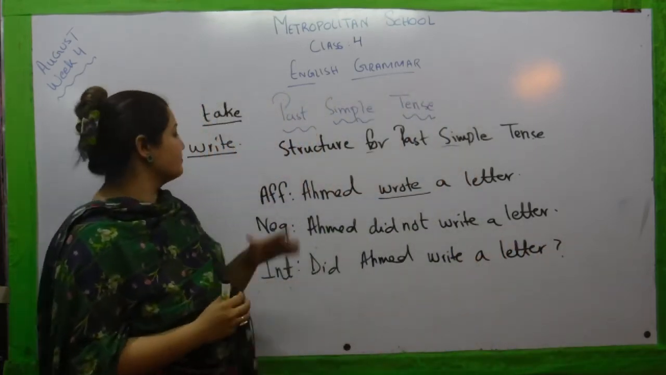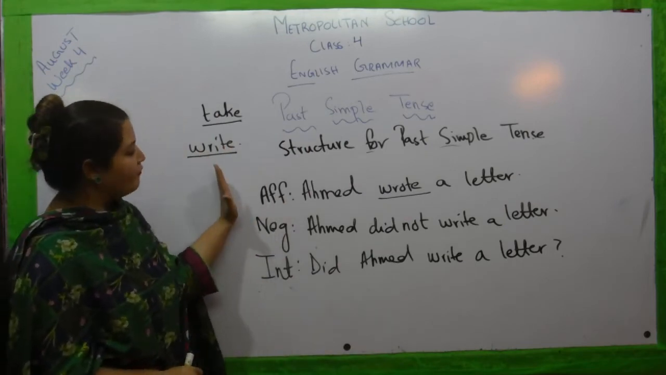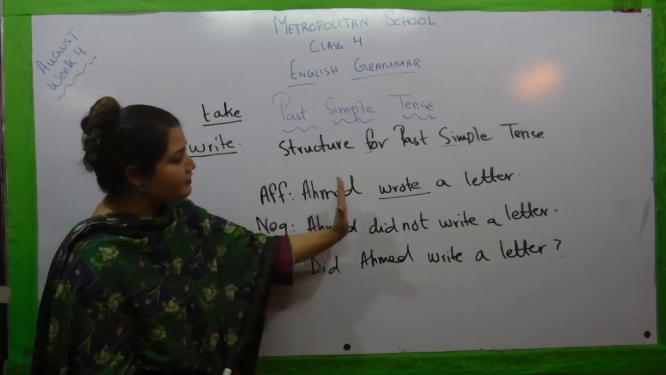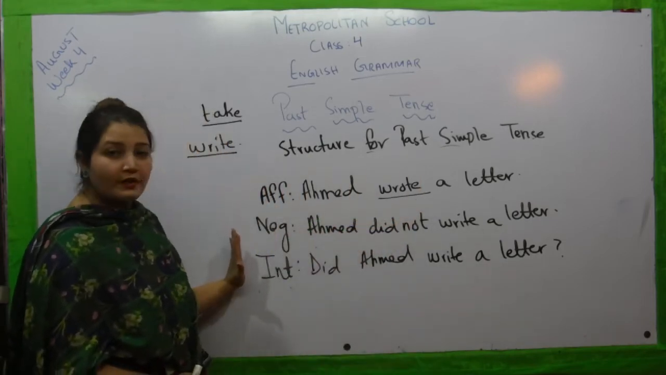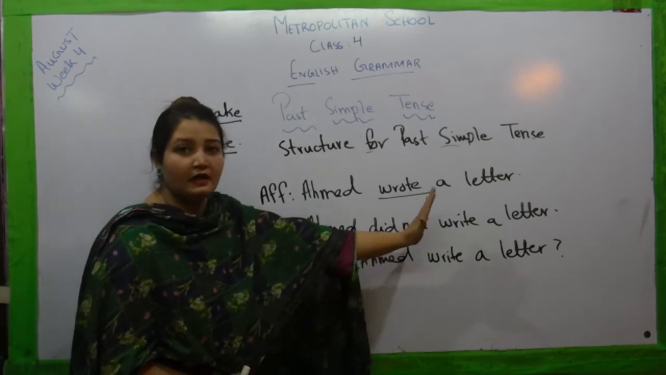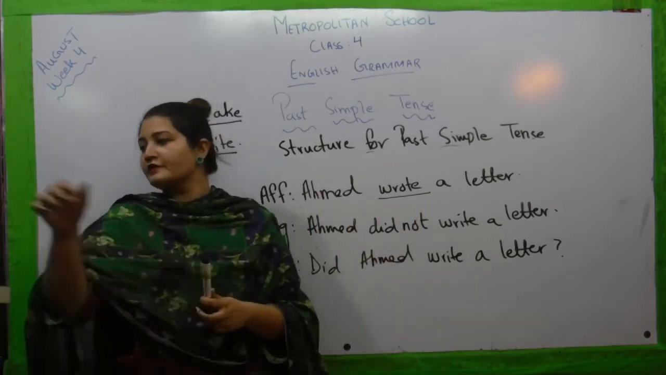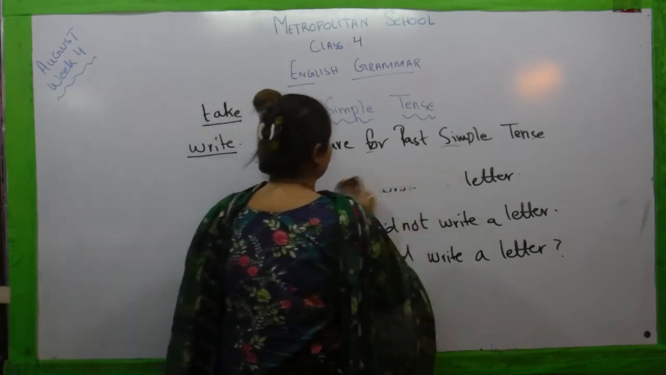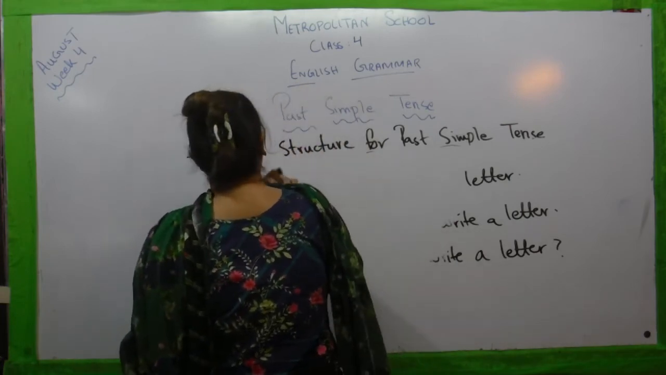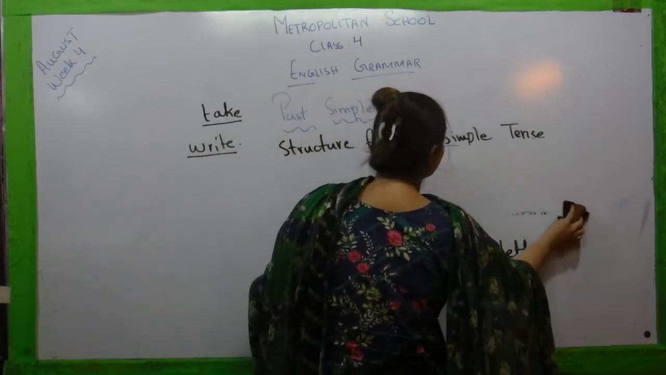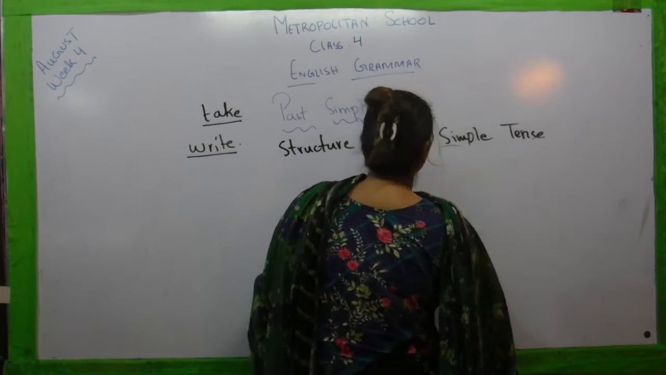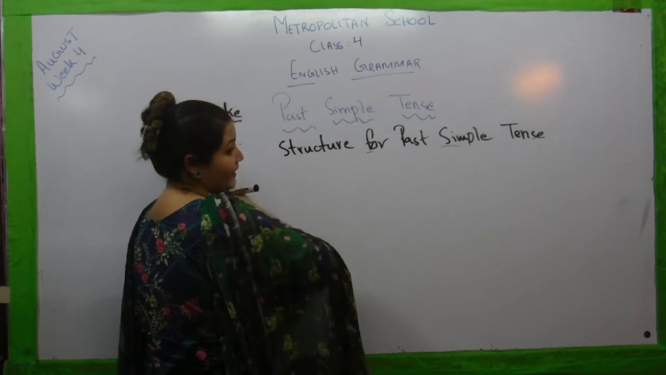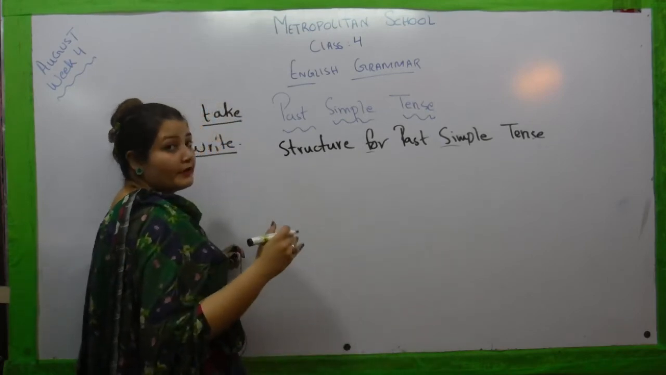Now let's repeat these sentences with me once again. Affirmative, Ahmad wrote a letter. Negative, Ahmad did not write a letter. Interrogative, did Ahmad write a letter? Now let's move towards our next sentence, which is a very simple sentence. As according to its name, you can find out past simple tense. So this tense is also very simple, just like present simple tense. Now our next and last sentence is Unhone cricket khela.